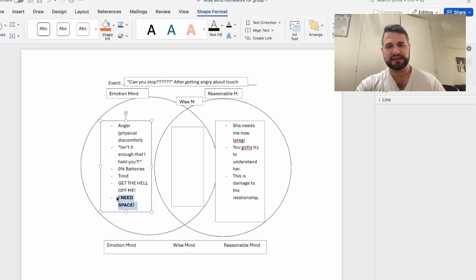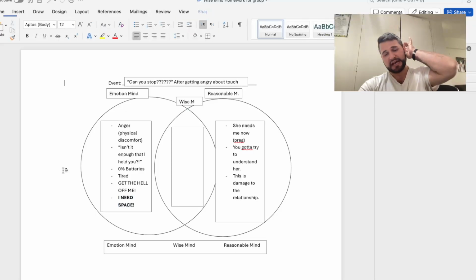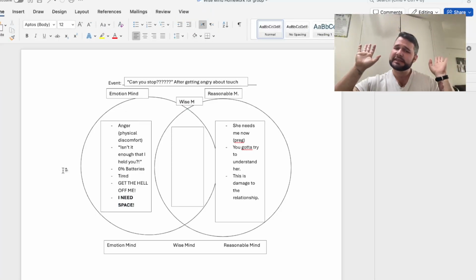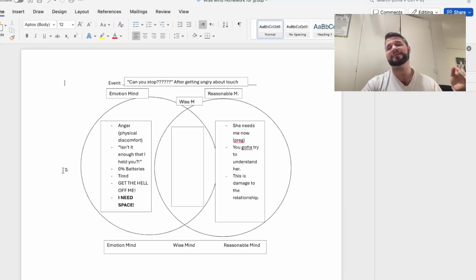Let me bold that. That's the action request. So emotion mind is saying, I need space. I need you to please leave me alone. I am so uncomfortable right now. I'm tired. I get up at 4:30 right now because of religious obligations in the Jewish New Year time. I'm like, leave me alone. It's 11 o'clock.